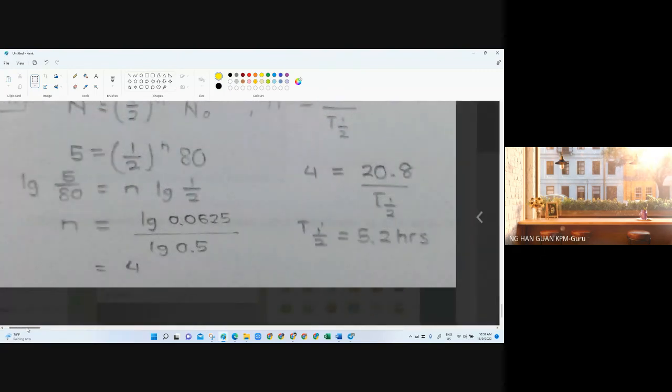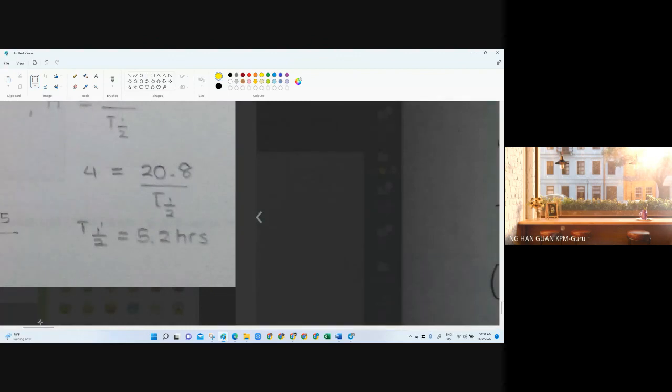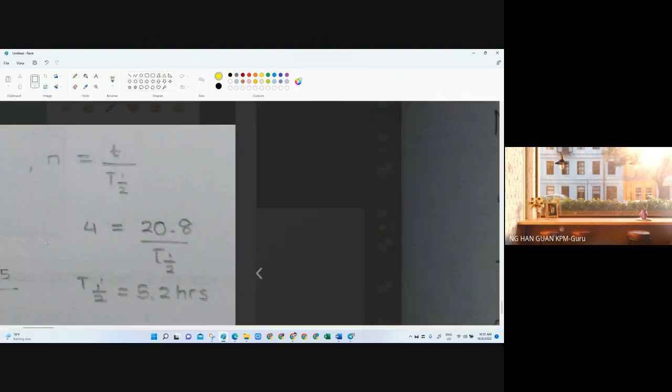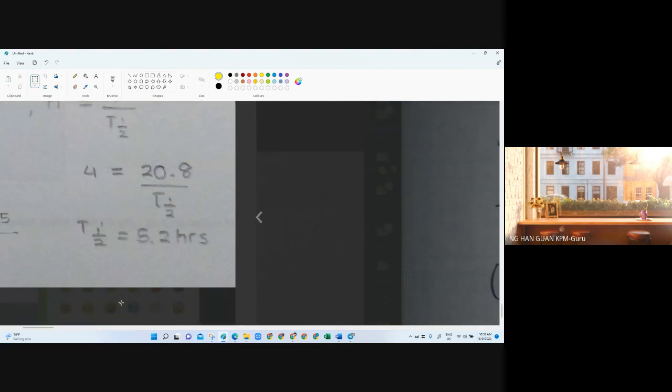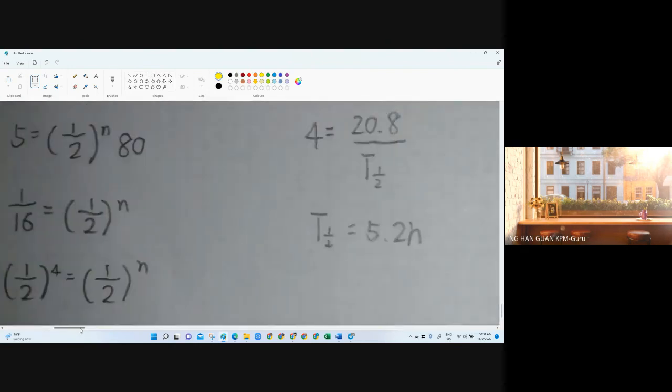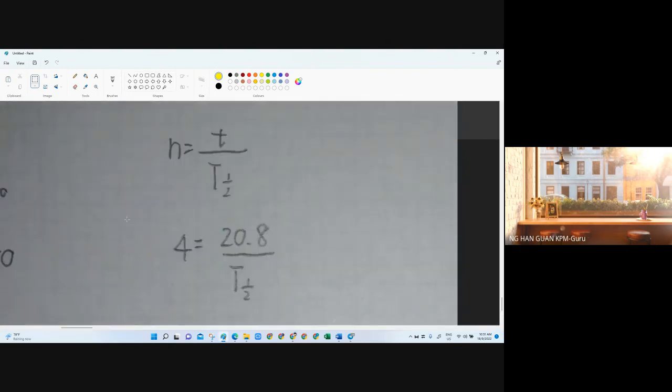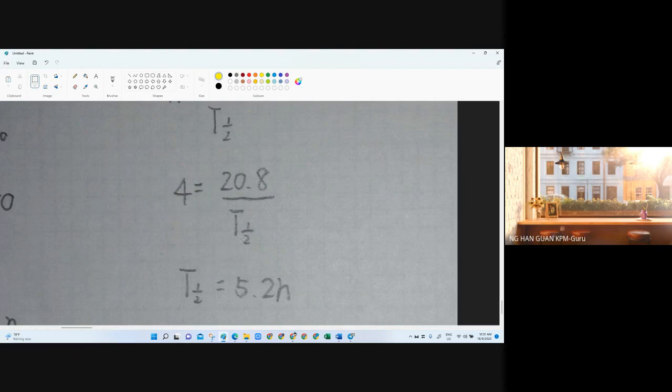After knowing that n is equal to 4, and n is the number of half-lives, when you want to know the half-life, the question gives the period as 20.8 hours. So 20.8 hours over the half-life is equal to 4. From here we are able to find how long the half-life is. The half-life will be 5.2 hours, same as this one. So that is an example of how we use the formula to solve the question.